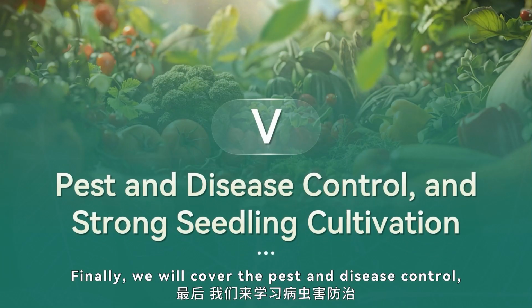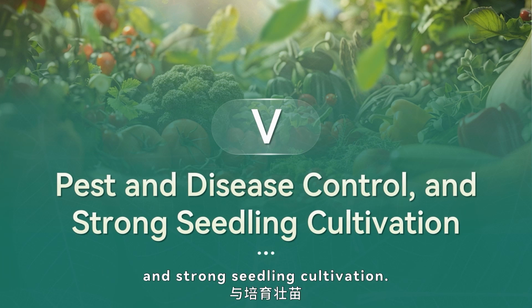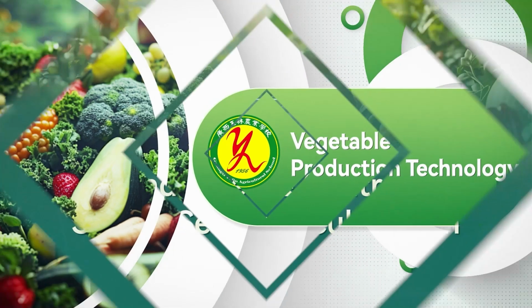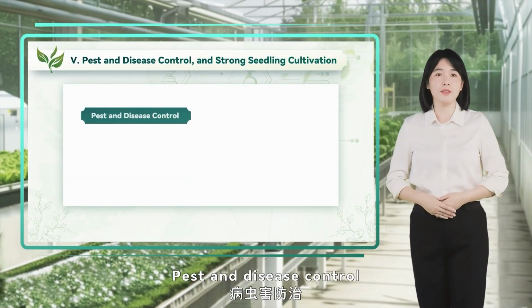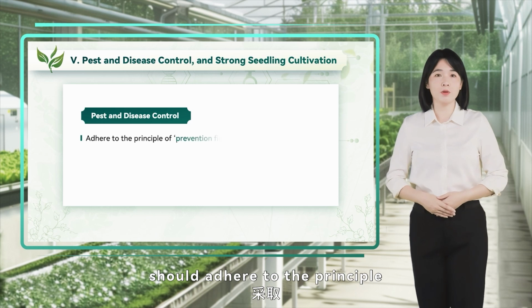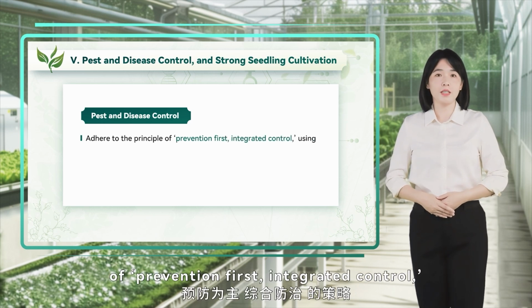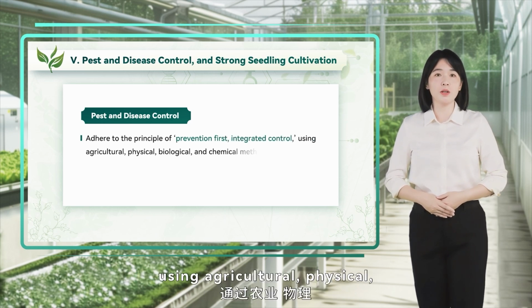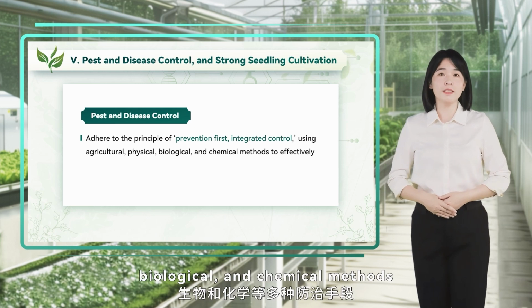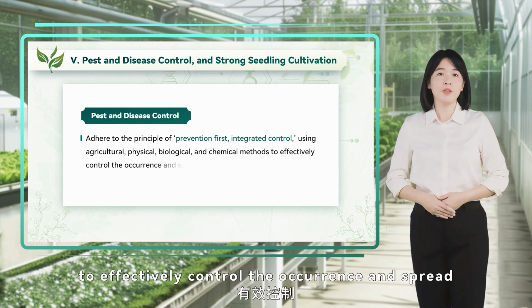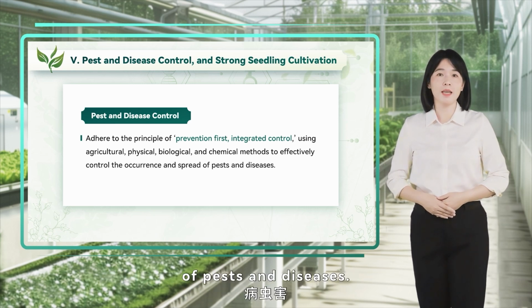Finally, we will cover the pest and disease control and strong seedling cultivation. Pest and disease control should adhere to the principle of prevention first, integrated control, using agricultural, physical, biological, and chemical methods to effectively control the occurrence and spread of pests and diseases.